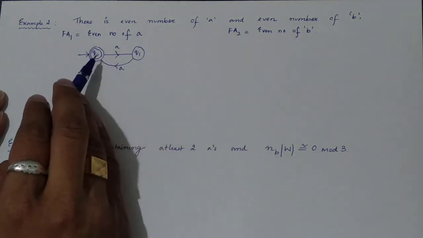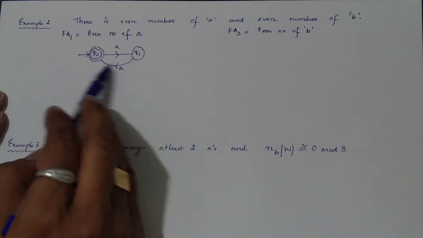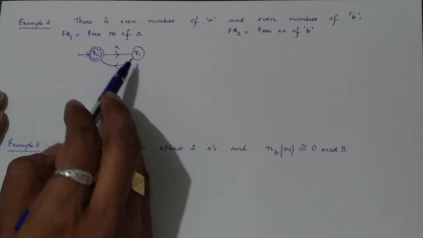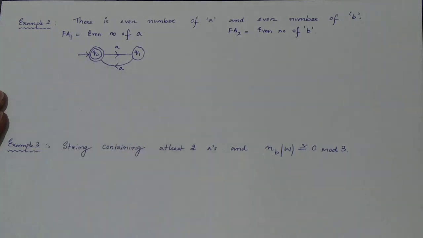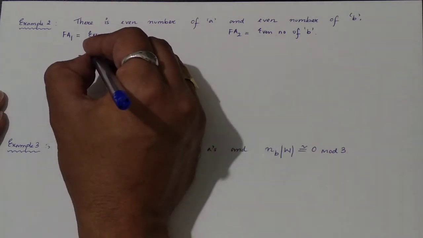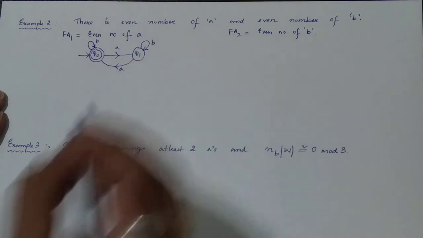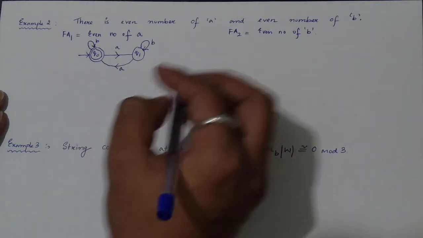Now you can check for 2 A's, 1, 2. For 4 A's, 1, 2, 3, 4. For 6, 1, 2, 3, 4, 5, 6. So this is a perfect answer. But we have to consider all A and B, correct? So B has no restriction, so I can take a self loop. So this will be B, and here also it will be B. So this is done for finite automata 1.